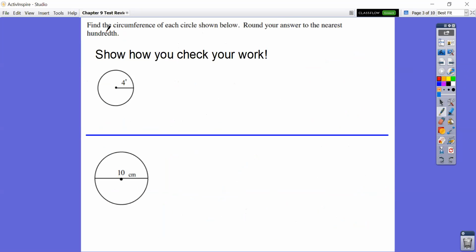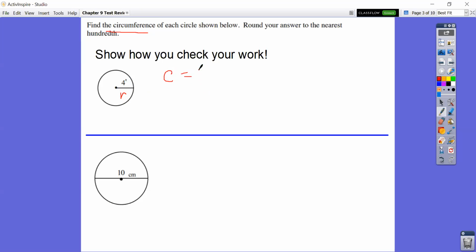This time, find your circumference, the distance around this circle. What do they get you? 4. So what does 4 units right here mean? It means radius. From the center to a point on the circle is a radius, okay? So C equals, you have 2 formulas.